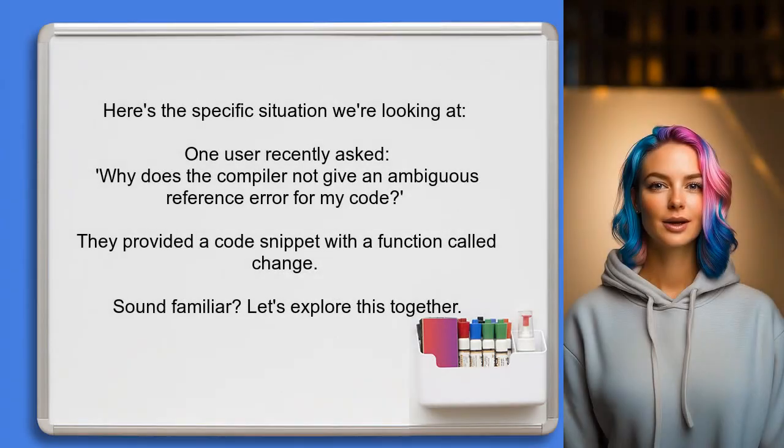Let's set the stage. One user recently asked, "Why does the compiler not give an ambiguous reference error for my code?" They provided a snippet that includes a function called change, which seems to cause confusion. Sound familiar? Let's explore this together.